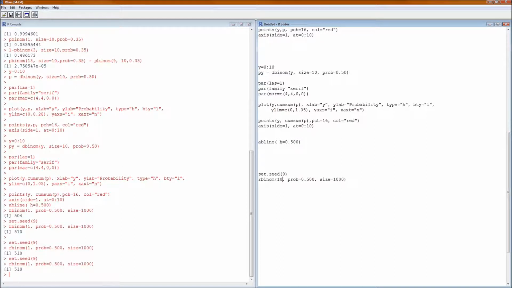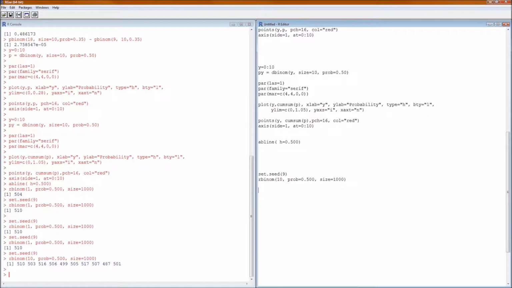Let's go back to the 10 because we can actually see 10. I'm going to run both of these so we all agree. So that tells me that the first time I flip the coin 1,000 times, I get 510 heads. The second coin I flip 1,000 times, I get 503 heads. The third coin I flip 1,000 times, I get 516 heads. The fourth coin, etc. Now I can actually do this 1,000 times to 1,000,000 coins.